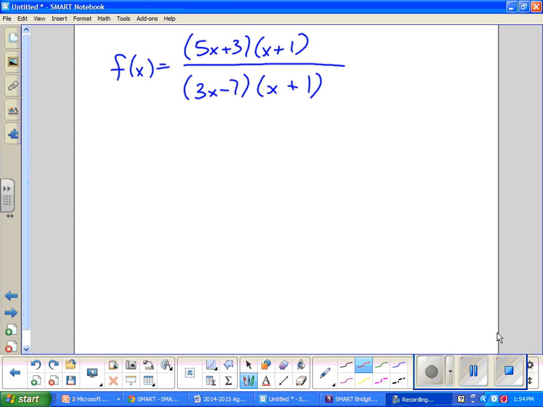So our rules don't change here. Here's a new function. It's already factored, so step one's already done. Notice right away that two of the binomials will cancel. That means there'll be a removal, a little hole in the graph, right?